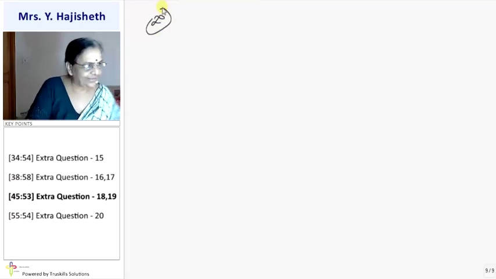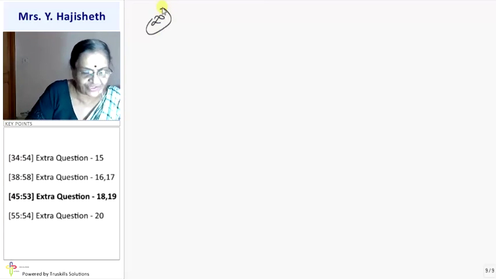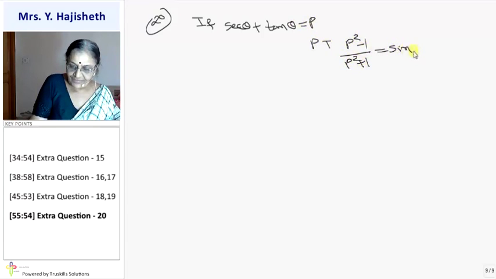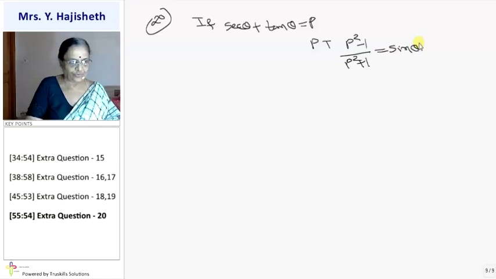Let us start with the first type of conditional identity. If sec theta plus tan theta is P, prove that P square minus 1 upon P square plus 1 is sec theta. This was asked in CBSE 2004.